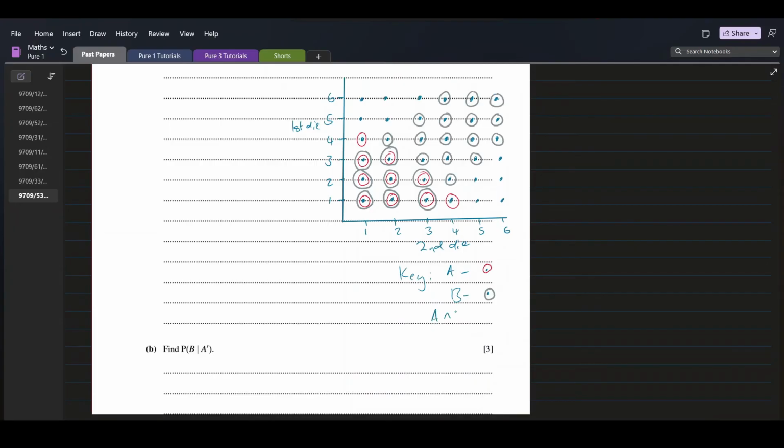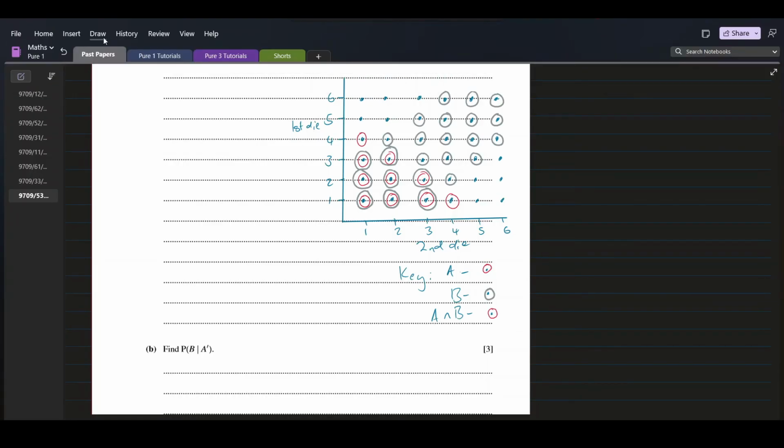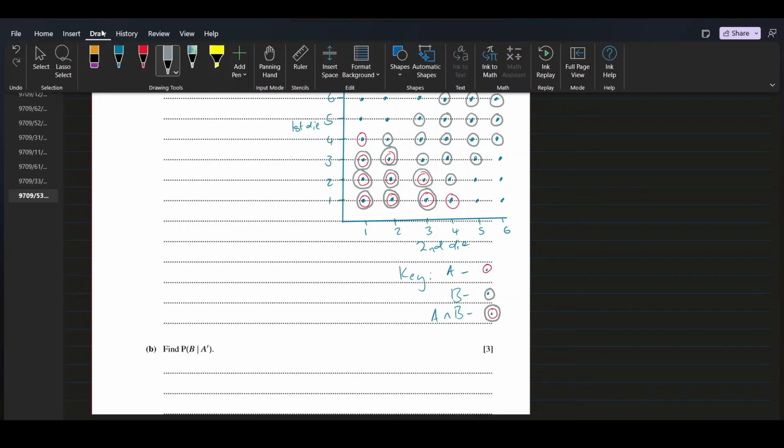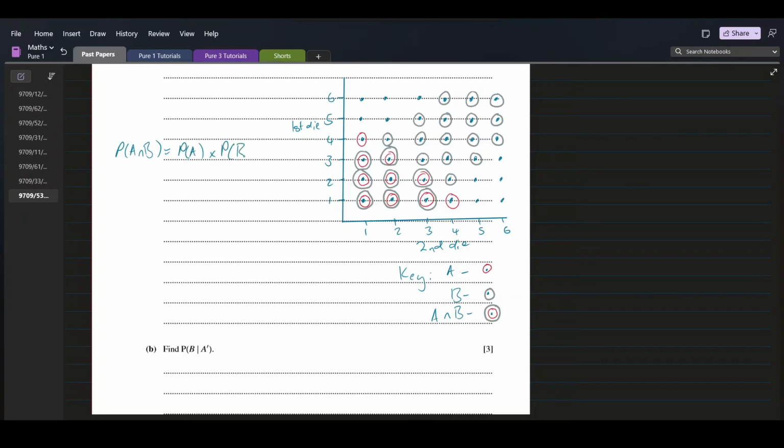A intersection B, that's a blue dot circled by a red circle, which also is encircled by a gray circle. We know that for the events A and B to be independent, the probability of A intersection B should be equal to the probability of A times the probability of B. So the probability of A intersection B according to our key, that's a blue dot circled by a red circle and then a gray circle.